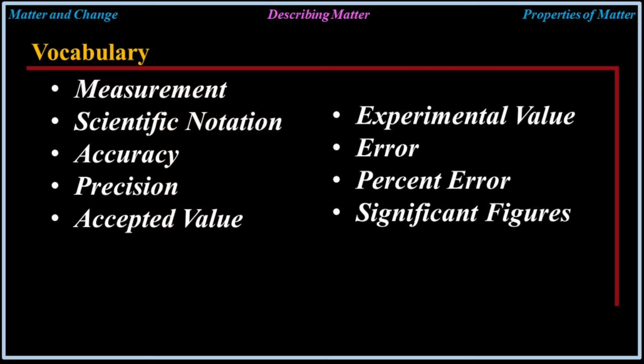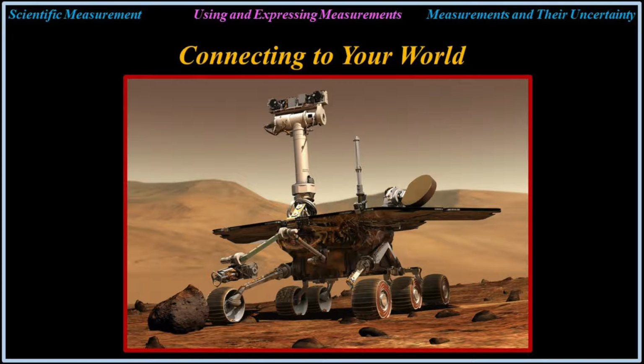There are 9 vocabulary words. I will put this same slide near the end of the chapter presentation, and we'll talk about each word. The 9 words are measurement, scientific notation, accuracy, precision, accepted value, experimental value, error, percent error, and significant figures. It would be a good idea if you simply defined them, looked up their definition in various publications online, and wrote down a simple definition for each before we begin.